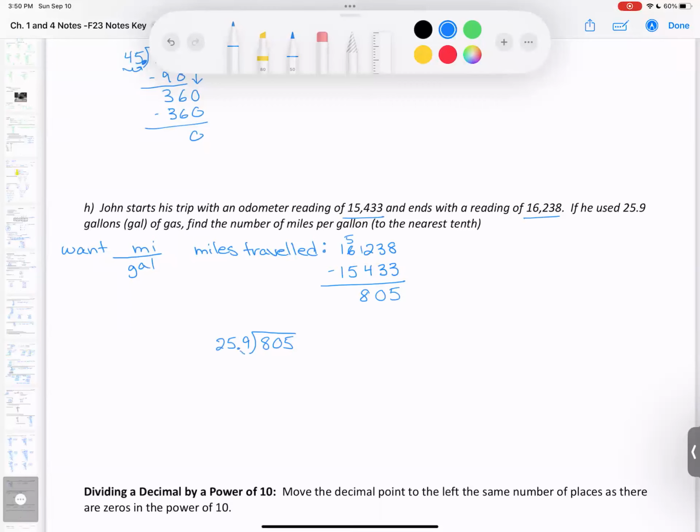Okay, we're going to move our decimal place over. We can do that if we move our decimal place here over 1. So there's our new decimal places. I'm just going to erase the old ones. And let's do our division. So how many groups of 259 can we fit in 805? And we can go 3 times. 3 times 259 gives us 777.